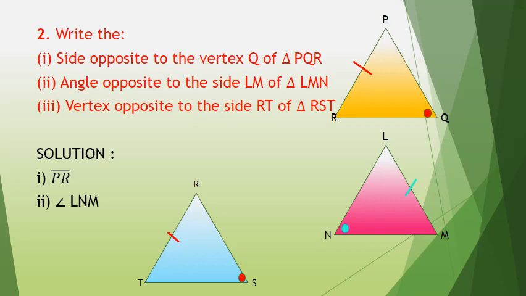And the third question, vertex opposite to side RT of triangle RST. Here is the triangle RST. You have to find side RT. It is indicated by the red line, and we can find the vertex opposite to it. It is vertex S.